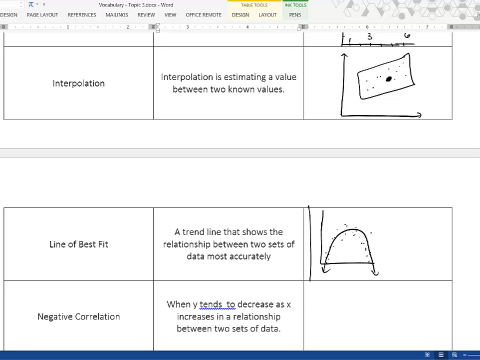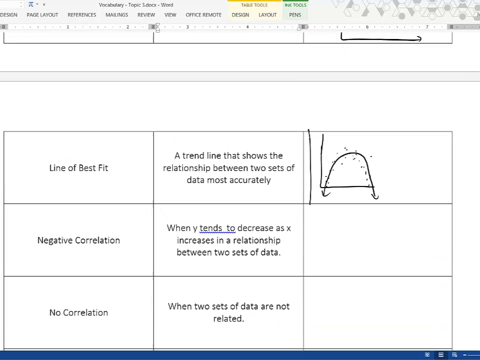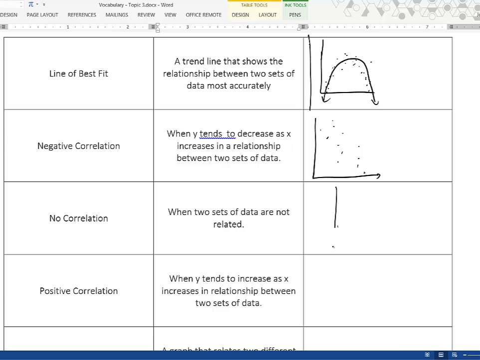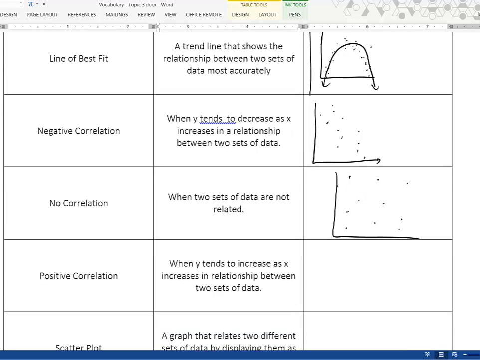Let's go to negative correlation. Now, negative correlation, very simple. When y tends to decrease as x increases in a relationship between two sets of data. So very basic. You're given data and you plot it, and it goes downward. That's negative. No correlation is when two sets of data are not related. So you plot your data, and the points are all over the place. There's no relation.